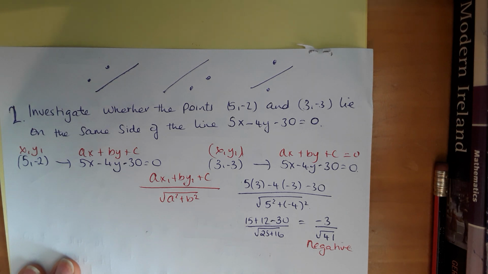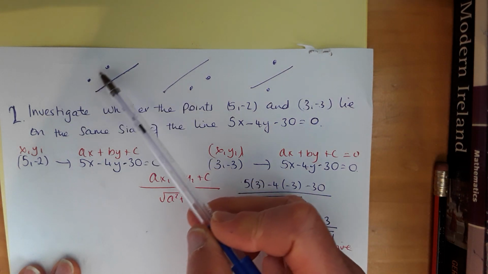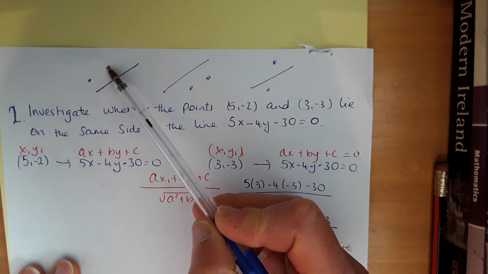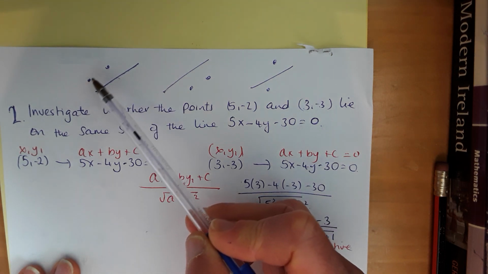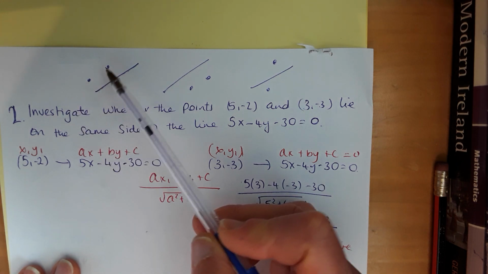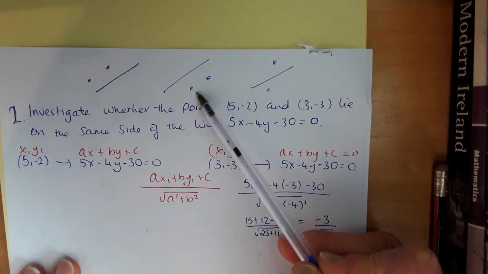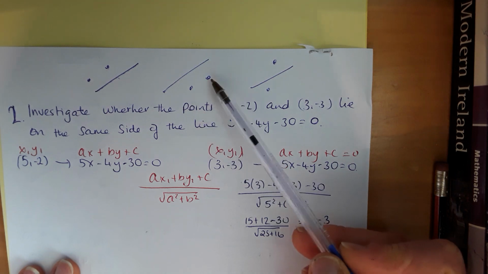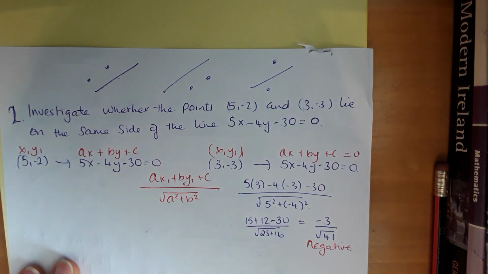So we're going to determine that. Now, how do I determine it? If they lie on the same side of the line, when you get the perpendicular distance from the point to the line for each one, they'll both be positive or they'll both be negative. If they are on the same side of the line, when you get the perpendicular distance from each point to the line using your formula, the signs of your answers will be the same. So they'll both be positive or they'll both be negative.